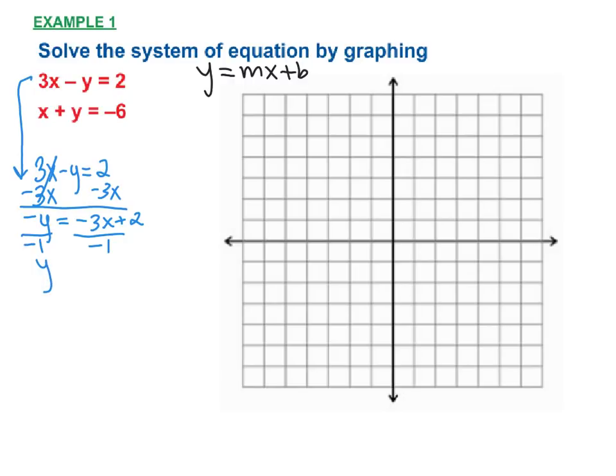So that is going to be y is equal to a negative y divided by a negative 1 is a positive y. Is equal to a negative 3 divided by a negative 1 is a positive 3x, and a positive 2 divided by a negative 1 is a negative 2. So now I can graph that equation. So my y-intercept is going to be negative 2, and my slope is going to be a positive 3. So that's going to be up 3, 1, 2, 3, and to the right 1.